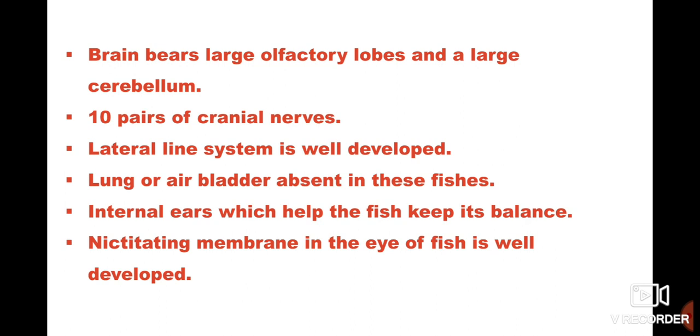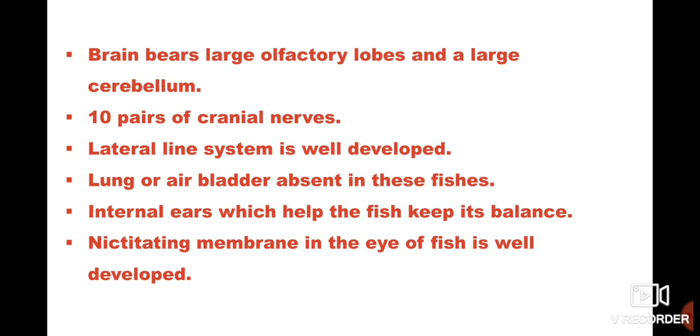Now let's see about their brain. Well, the brain bears a large olfactory lobe, and their cerebellum is also large. They have 10 pairs of cranial nerves, but we humans have 12 pairs. The lateral line system is well developed in them also. The function of this lateral line system is that it is a sensory system that allows fish to detect water motion and pressure gradient, and it also plays an important role in schooling. It also helps them to orient themselves in water currents.